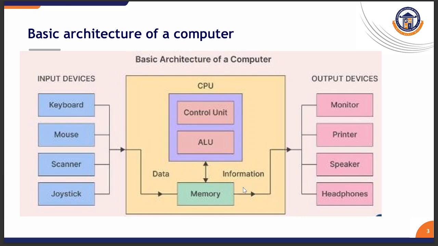So this is the basic architecture of a computer. It consists of input devices, output devices, CPU. CPU consists of control unit, arithmetic logical unit, memory. So input devices are keyboard, mouse, scanner, joystick. Output devices are monitor, printer, speaker and headphones.